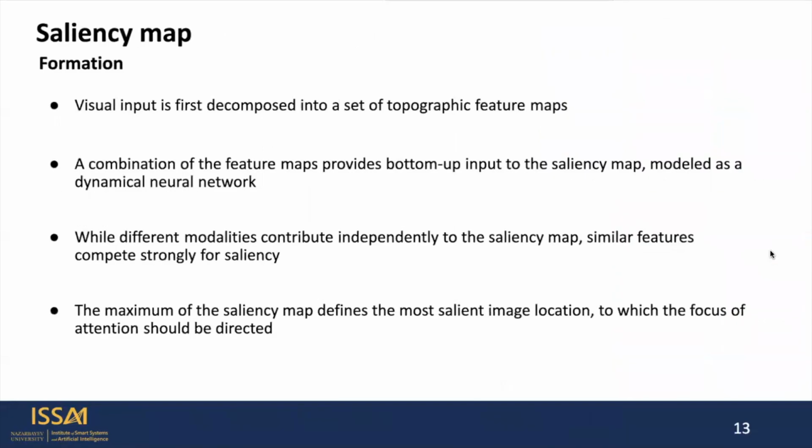Let us talk about how the saliency map is formed, as it is the resulting part of the interpretability method. As a first step, we take the visual input and decompose it into a set of topographic feature maps. The combination of these feature maps is provided as an input to the saliency map. Further, we look at how different modalities contribute independently to the saliency map, and the strongest features compete for the saliency. The maximum of the saliency map defines the most salient image locations. In other words, those locations where we should pay our attention.